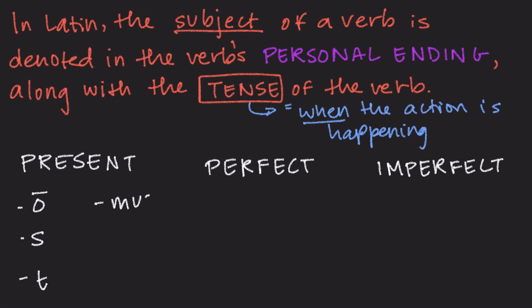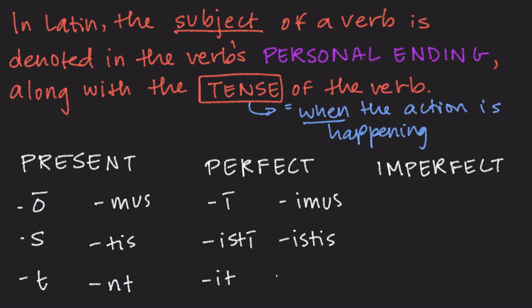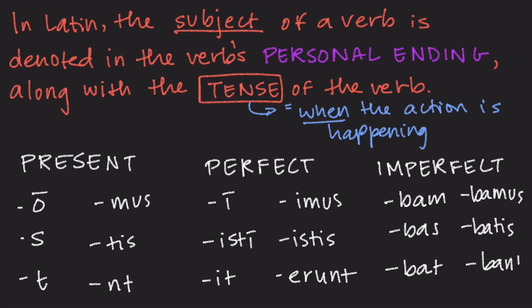These are our present tense endings: o, s, t, mus, tis, nt. Our perfect tense endings: i, isti, it, imus, istis, erunt. And then our imperfect tense endings: bam, bas, bat, bamus, batis, bant. Okay, these are always listed in order of person and number. So first, second, or third person, and then number meaning singular or plural.